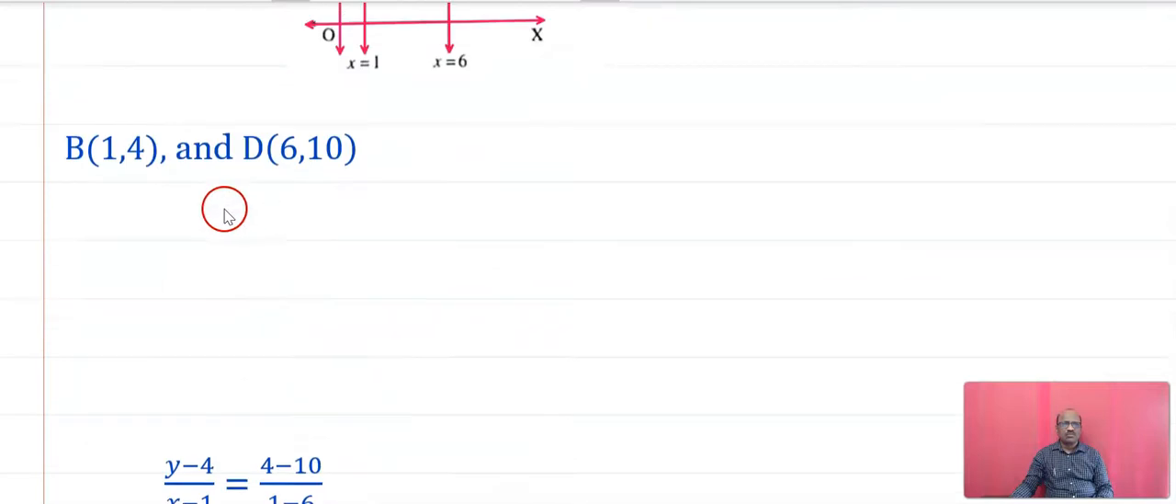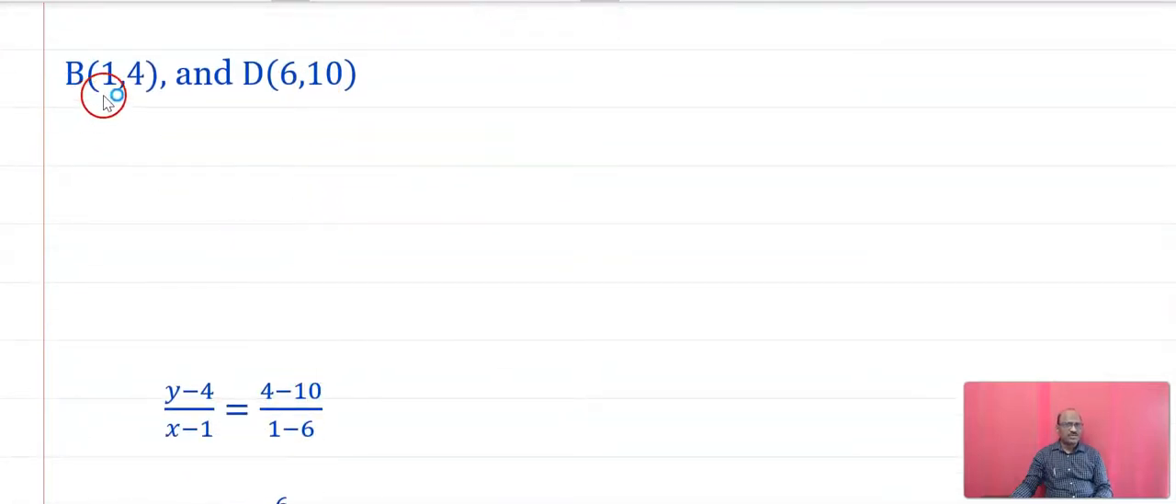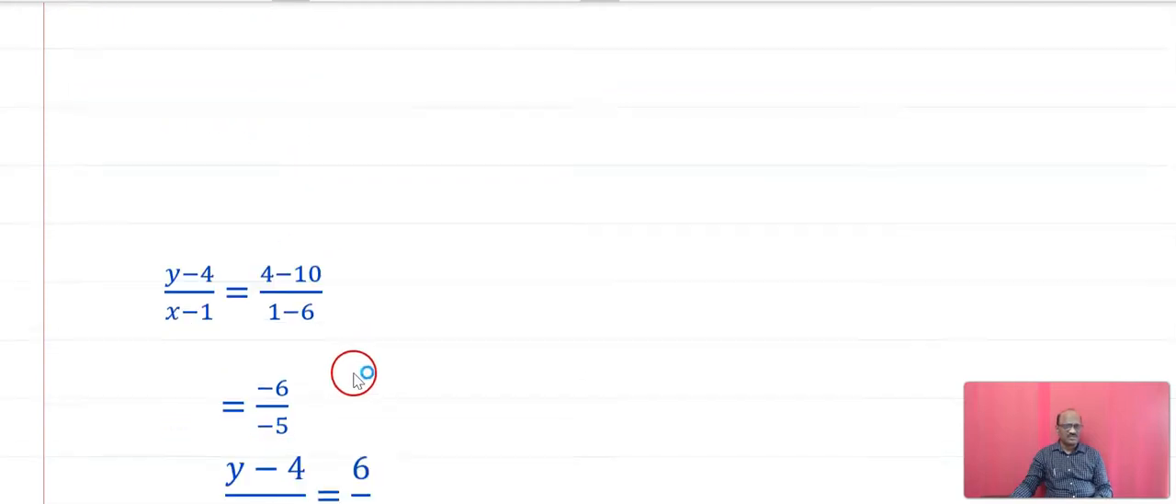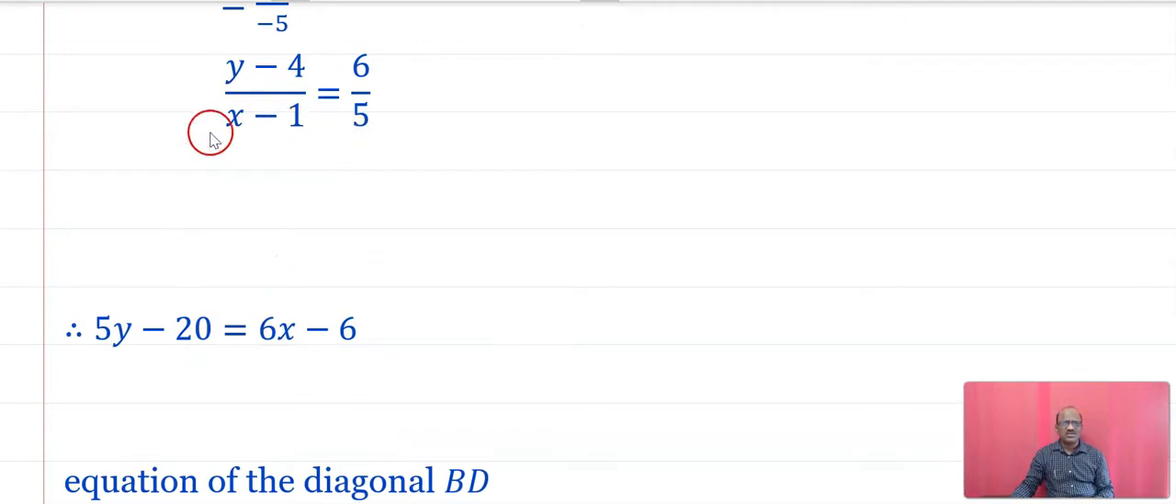That is 4 minus 10, the difference of y coordinates, upon the difference of x coordinates, 1 minus 6. If you simplify this, you will get minus 6 upon minus 5. That is, y minus 4 upon x minus 1 is equal to 6 upon 5. Cross multiplication: 5y minus 20.